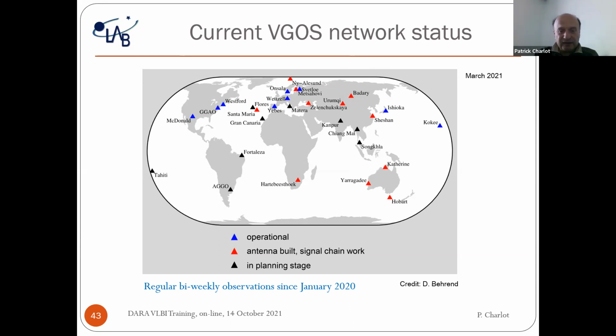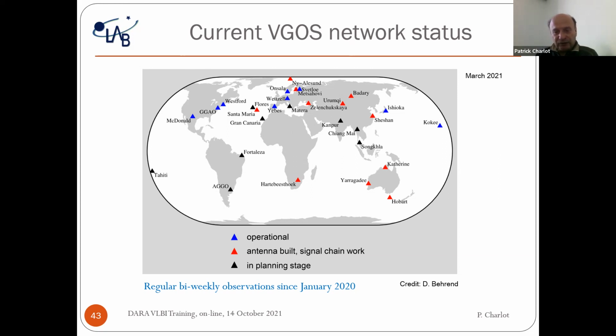And the black ones are those stations that are in the planning stage, which means that some may be funded, so they will have some reality maybe in 5 years or more, and some of them are still at the project stage. So we will see if they are really built at some point. Some will, some probably will not, depending on the funding that the institutes or the countries get to do this.